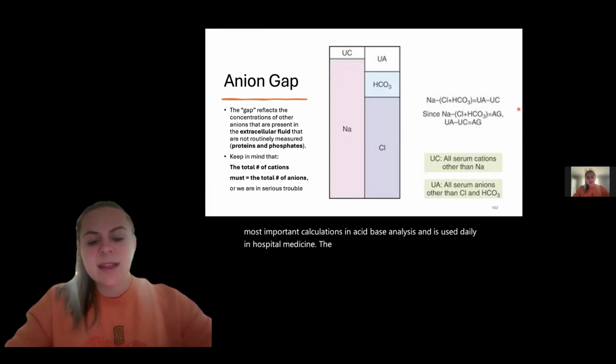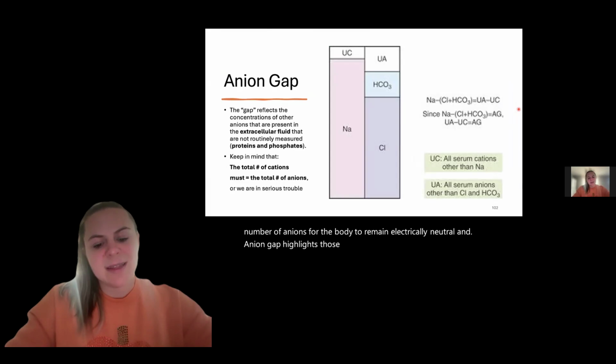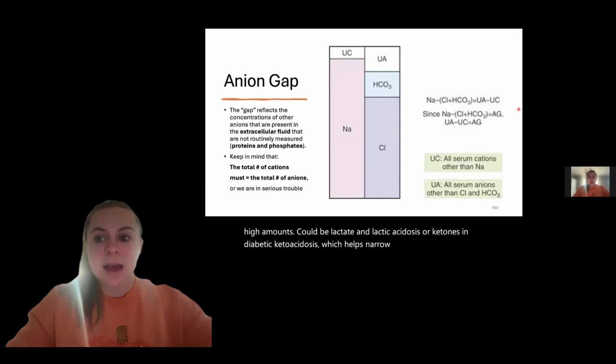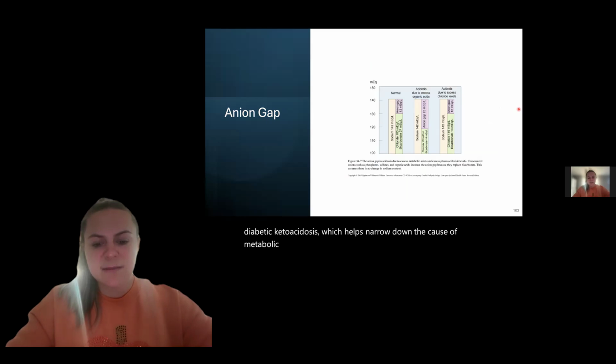The total number of cations must equal the number of anions for the body to remain electrically neutral, and the anion gap highlights those unmeasured anions. When it increases, it signals the presence of additional acids that aren't normally in high amounts. Could be lactate and lactic acidosis or ketones and diabetic ketoacidosis, which helps narrow down the cause of metabolic acidosis.